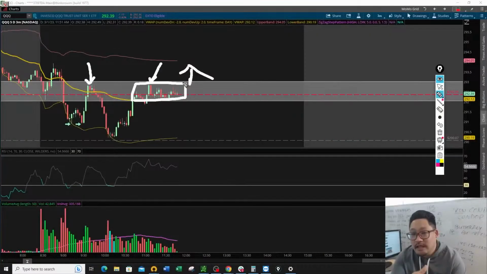Now, for those that don't know what resistance and support is, associate the word resistance with the word ceiling. Associate the word support with the word floor. Obviously, with the floor, we're not going to go any lower than the floor unless there's a hole in that floor and we fall through. Same thing with that ceiling. We're not going to go through that ceiling unless we break through that ceiling or there's a hole in that ceiling that we could jump through.